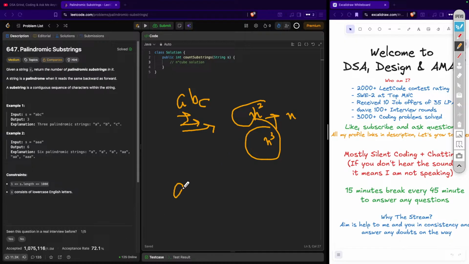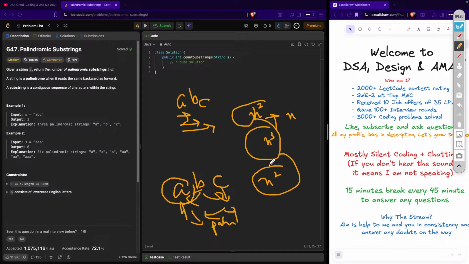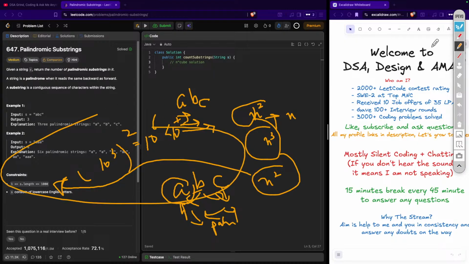A better approach would be to check from each endpoint and find if it is a palindrome or not. Just like this, check if it is a palindrome, check if it is a palindrome. So that would be n square. And as the value is 10 raised to power 3, n square becomes 10 raised to power 6, which is less than 10 raised to power 7. So it kind of fits in, right?